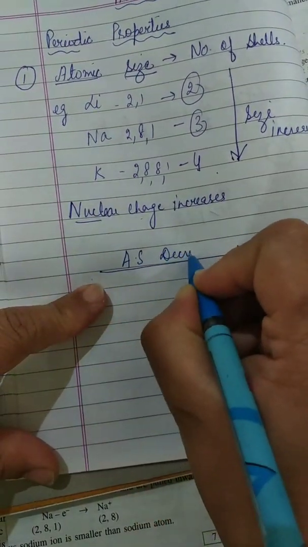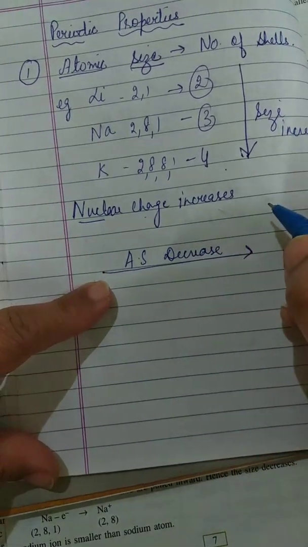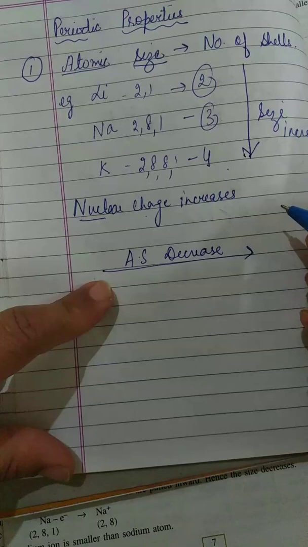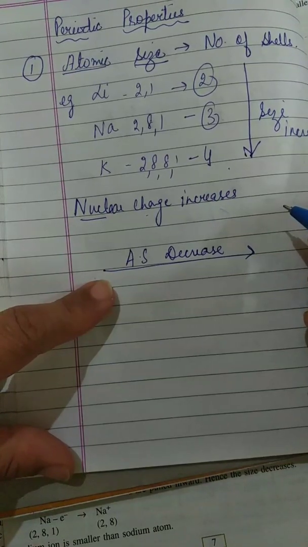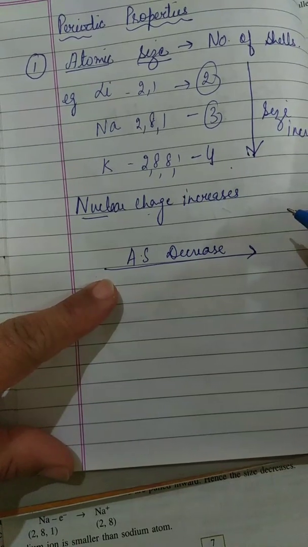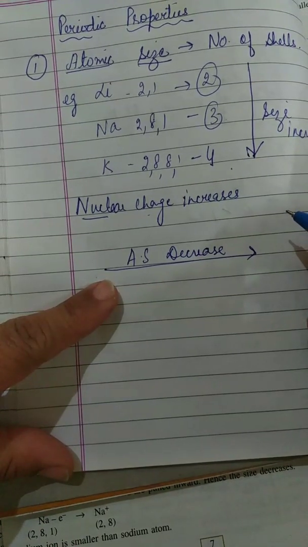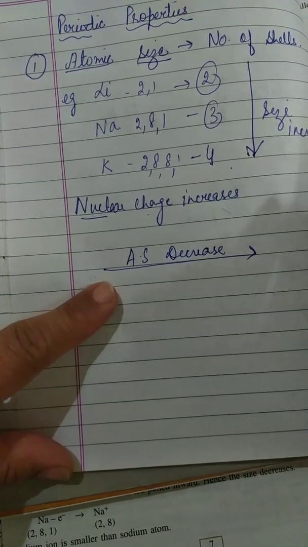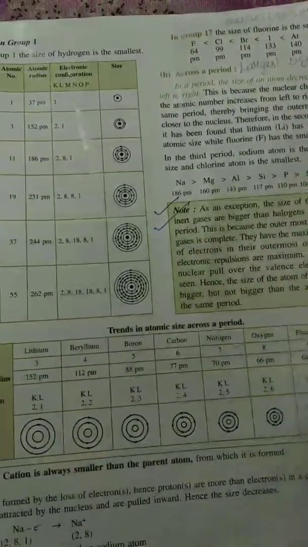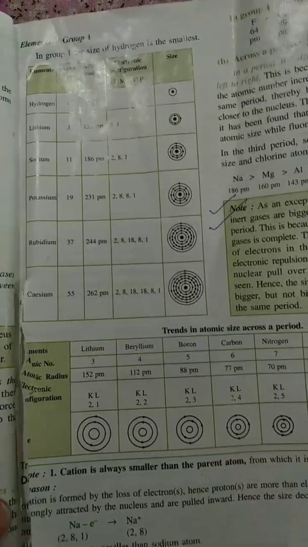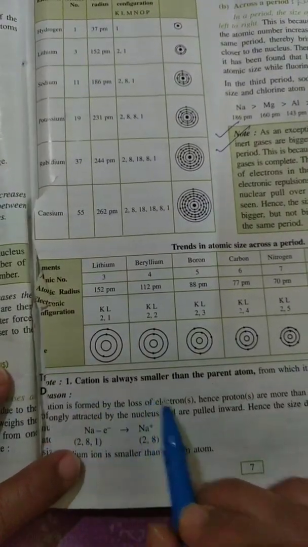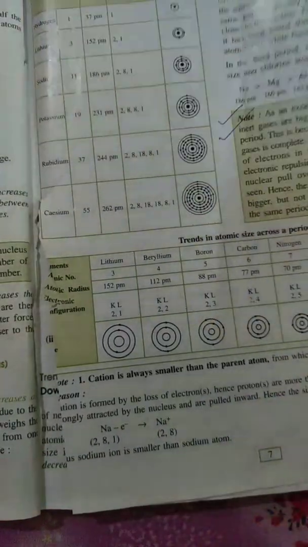Why so? Because the last electron will be strongly attracted towards the positively charged nucleus. As you know, like charges attract one another. Therefore, valence electrons will be more strongly pulled towards the nucleus and the size decreases. So across the period, size decreases due to increase in the nuclear charge. Now there are two notes. First one, cation is always smaller than the parent atom.